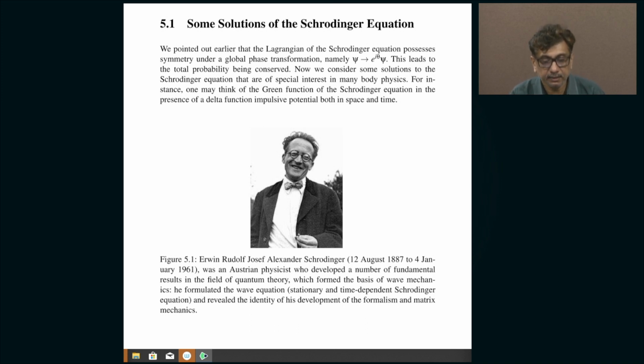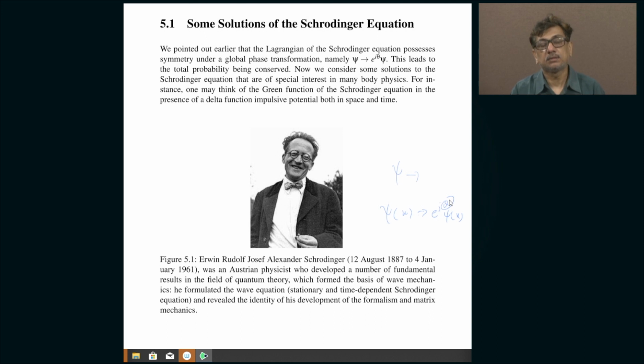So, the idea is that the Lagrangian of the Schrodinger equation possesses a symmetry. That means if you take psi of x and you replace it with e raised to i theta times psi of x, where theta is an absolute constant, there is a symmetry. And I told you that there is a continuous symmetry because theta is continuous. I also told you that every continuous symmetry implies a conservation law.